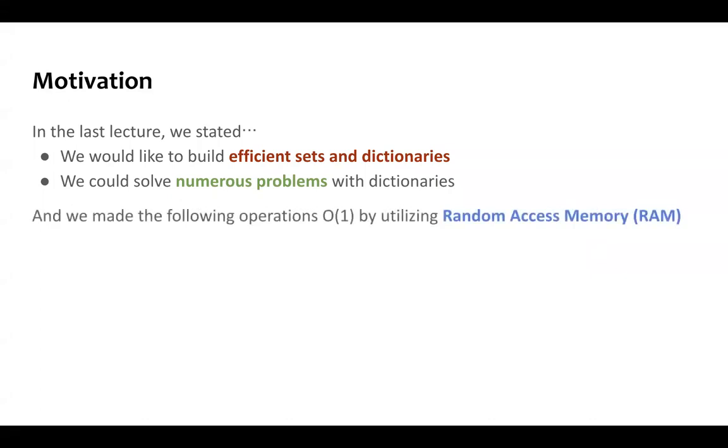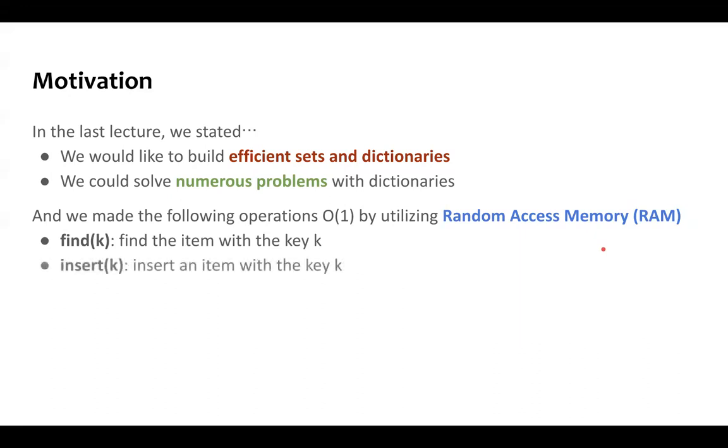And we made the following operations O(1) by utilizing random access memory, called RAM. So we may find, insert, and delete, all these three operations in O(1) by using random access memory. And to do so, we talked about two methods. The first one was chaining, and the second one was open addressing. And are we done?